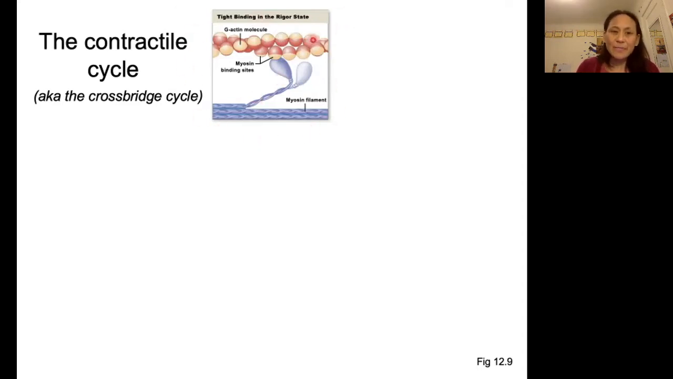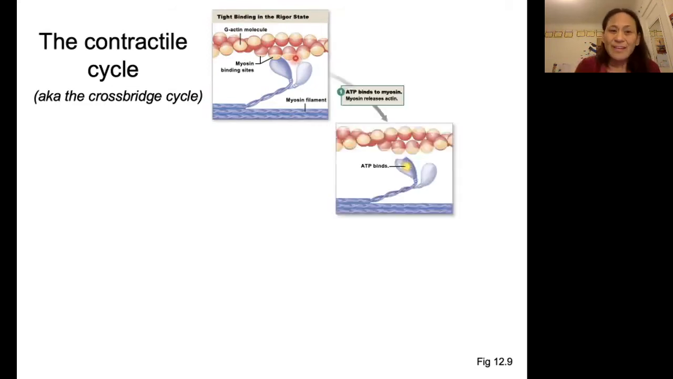In this state, which we call the rigor state, we have a myosin head bound very tightly to the actin molecule, to the thin filament, okay? And I should mention that this is a very short-lived state in living muscle. You don't usually encounter muscle that's in the rigor state. Usually we have ATP around.